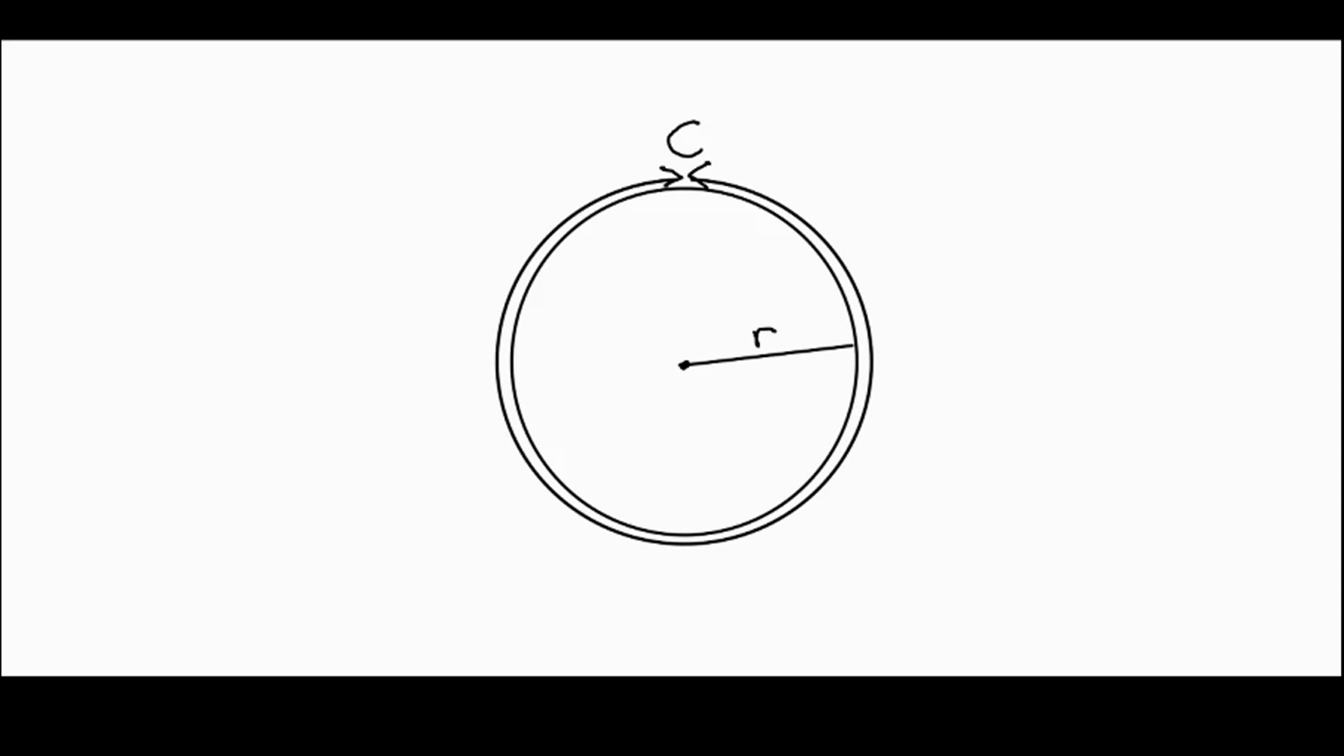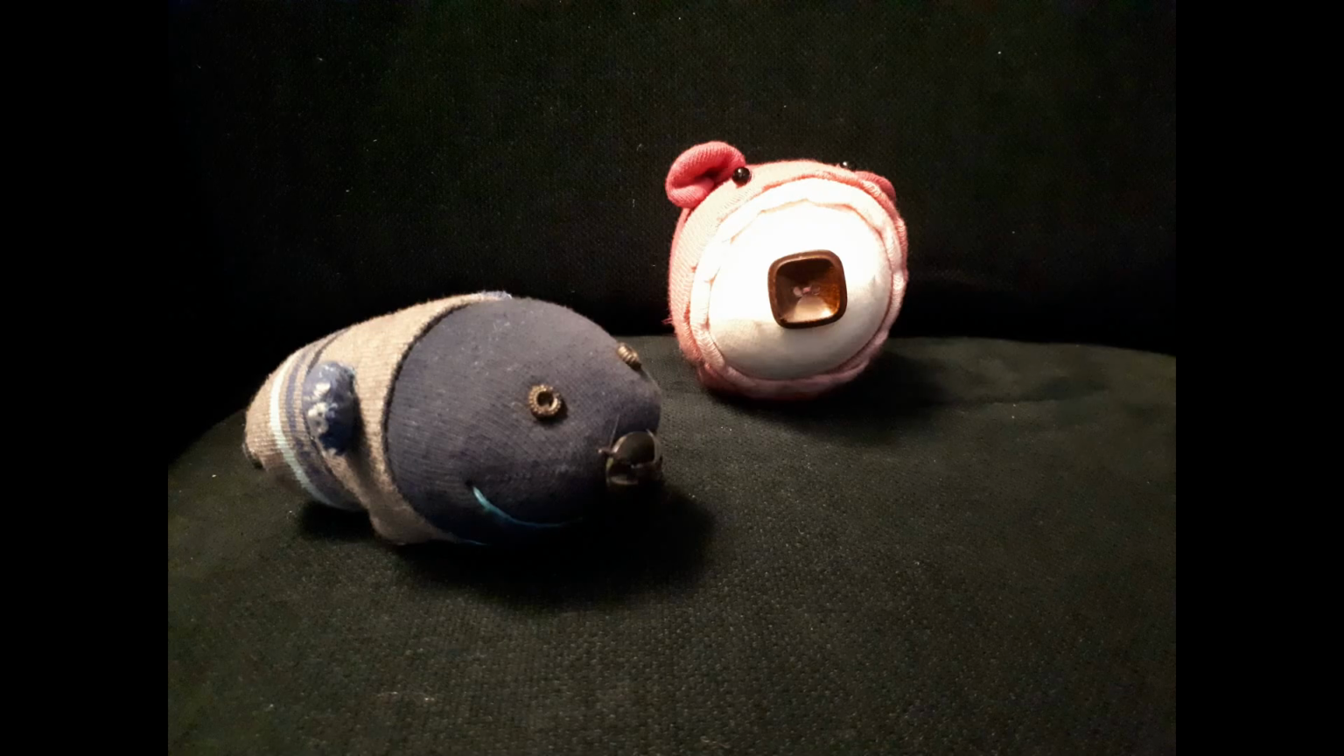Now, the formula for the area is a half C times R. So you take the circumference and the radius, you times them together, and you divide that by 2. So where does this formula come from?